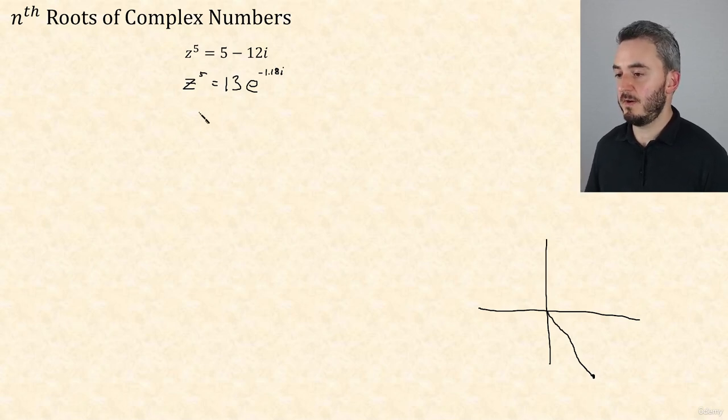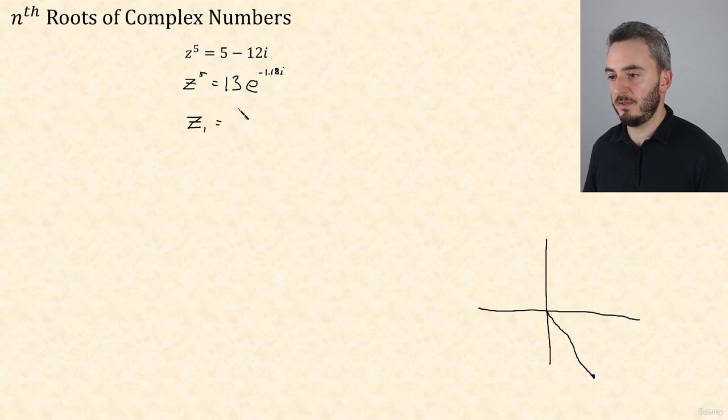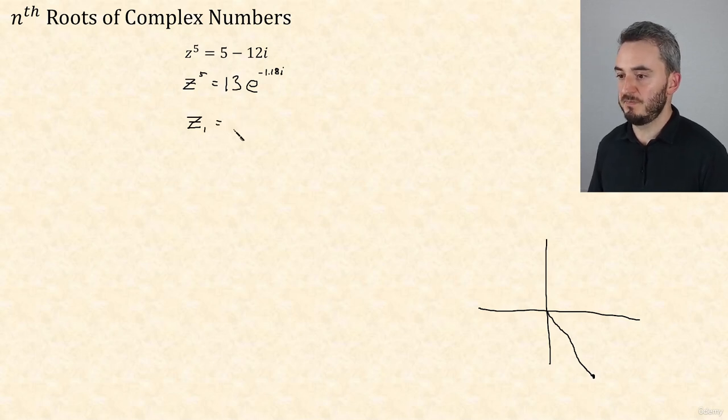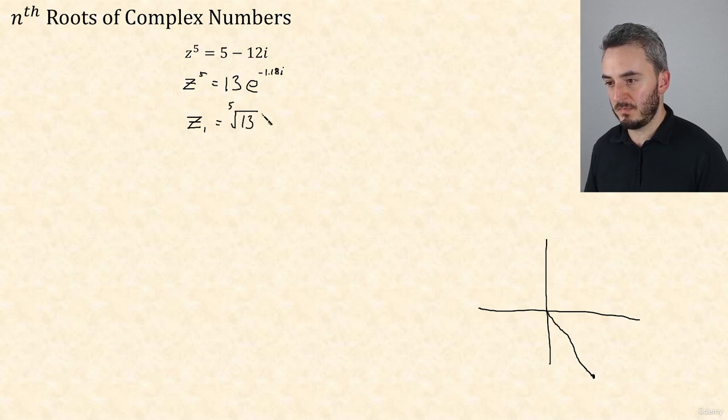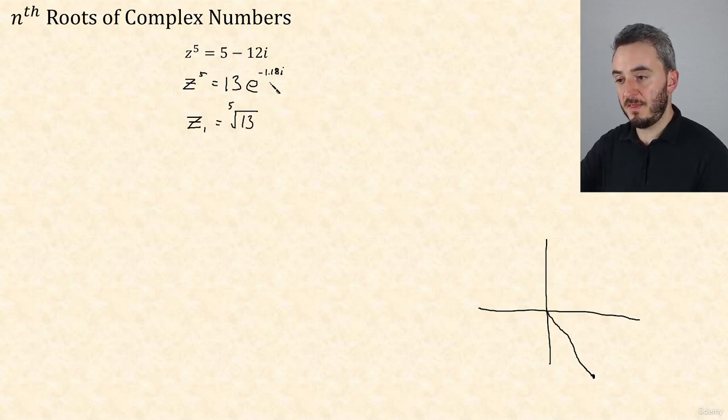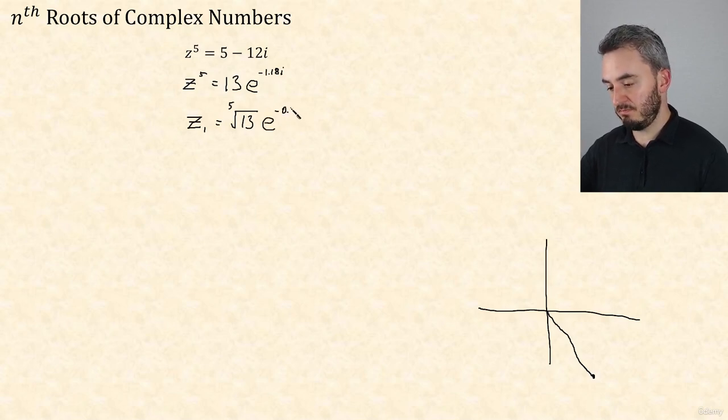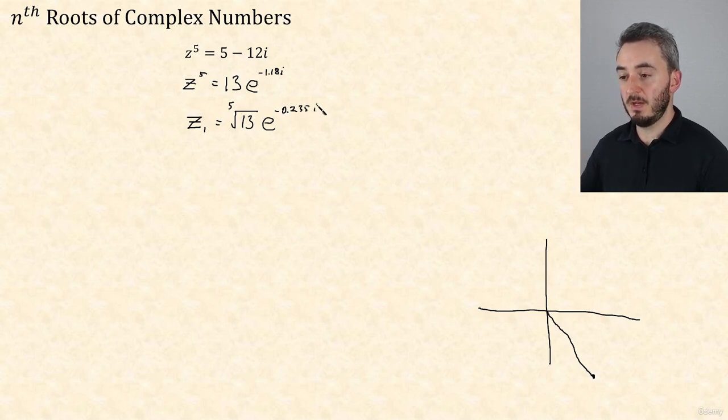I can use that to find the z1. Right, z1 is just going to be the fifth root of this. So what is that? Well, I told you it's ugly. It's the fifth root of 13. And then we're going to be dividing that argument by 5. So that is e to the minus 0.235i. There's our stem.